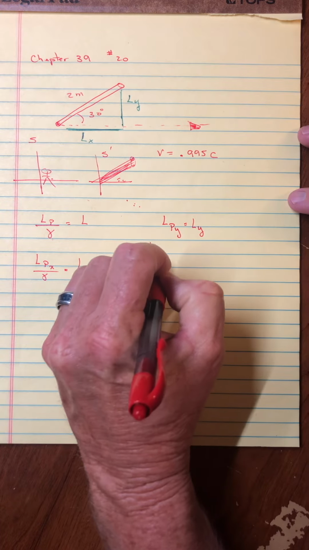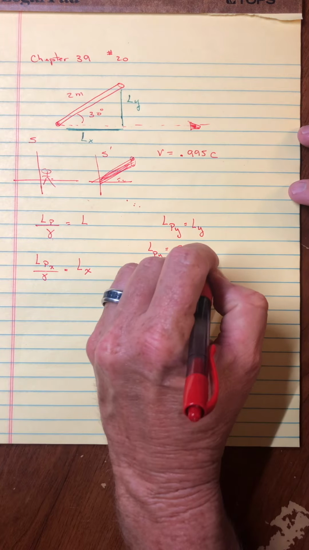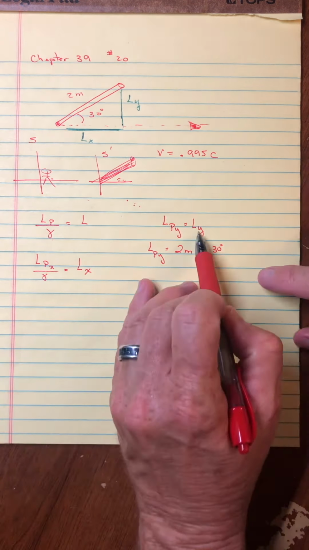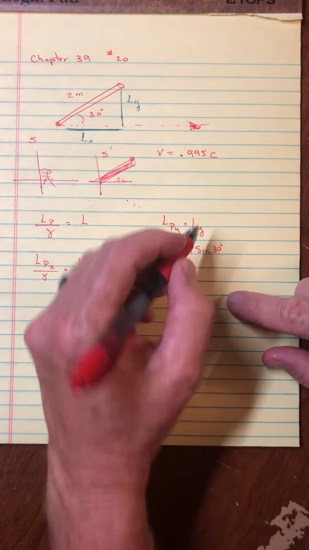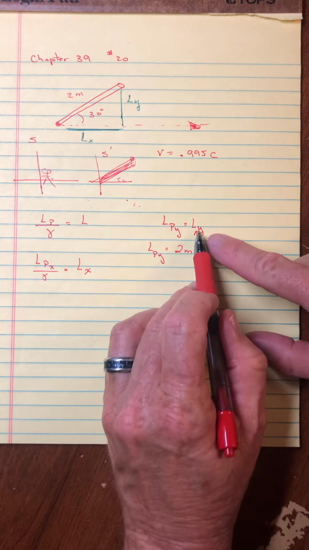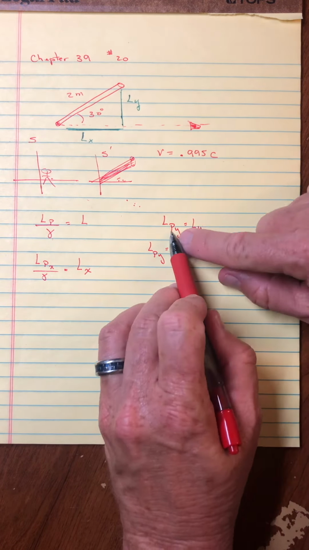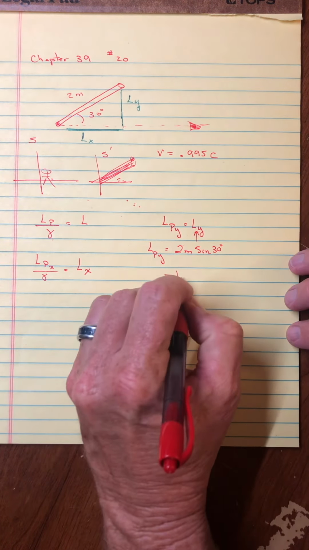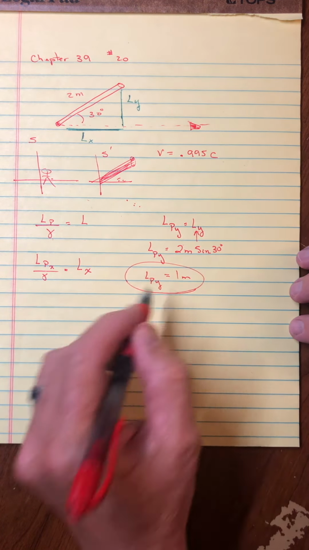I'll just say the proper length in the Y direction would be the 2 meters times the sine of 30 degrees, because to get the length in the Y direction, that's how I would do it. There's the hypotenuse, and I would go sine of 30 degrees. So that is the length in the Y direction as the object is moving, but moving and non-moving, the proper length are the same number, and sine of 30 degrees is 1/2, so we're looking at 1 meter for the proper length in the Y direction.